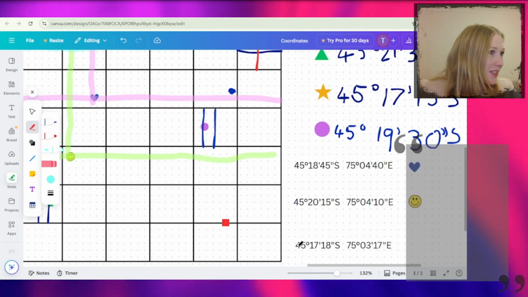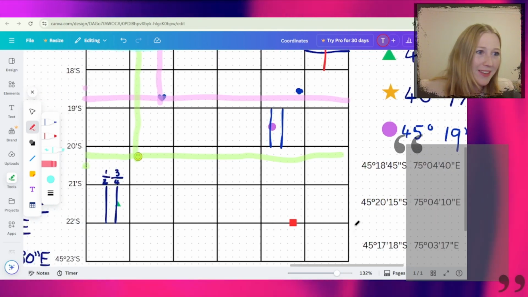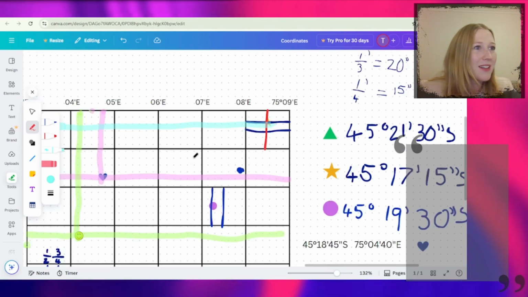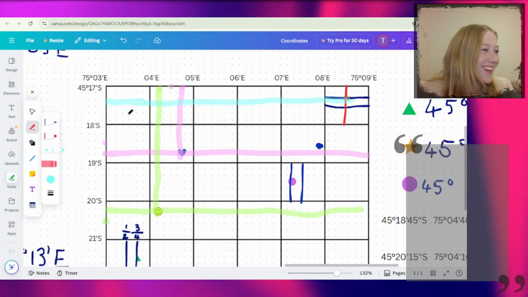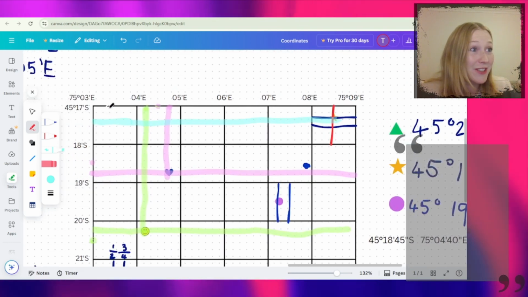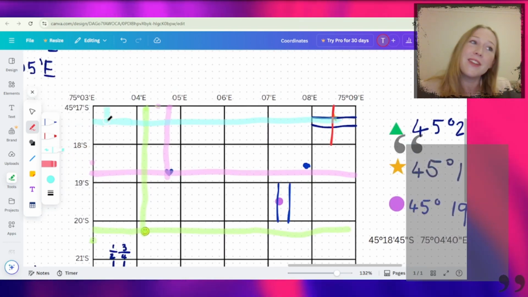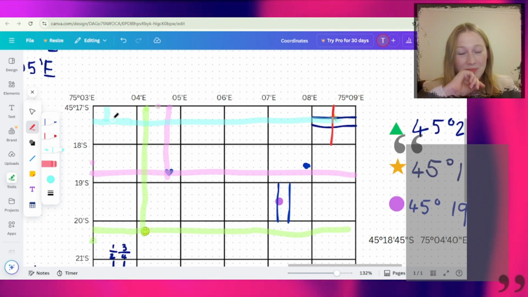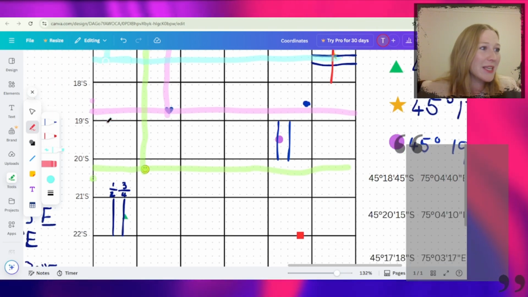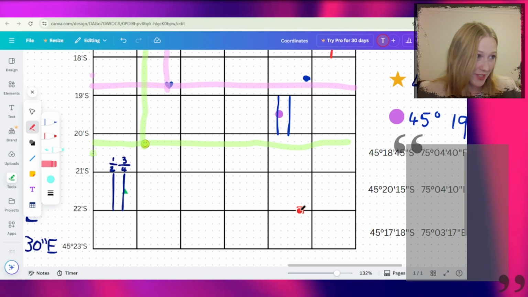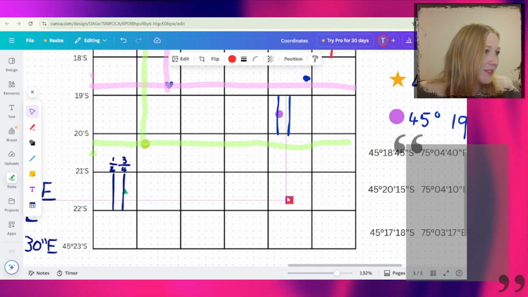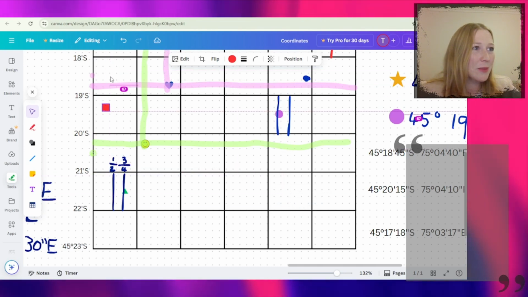Then 70. Wait, that's not right. 75 degrees, 3 minutes, and 17 seconds. There's supposed to be something over there. Yeah, there is supposed to be something over there. I didn't put it there because that's where my degree is taking me. I think it's supposed to be the square. Should we just move the square? Let's just move it. I just want the square. Okay, let's go put the square where it's supposed to be.